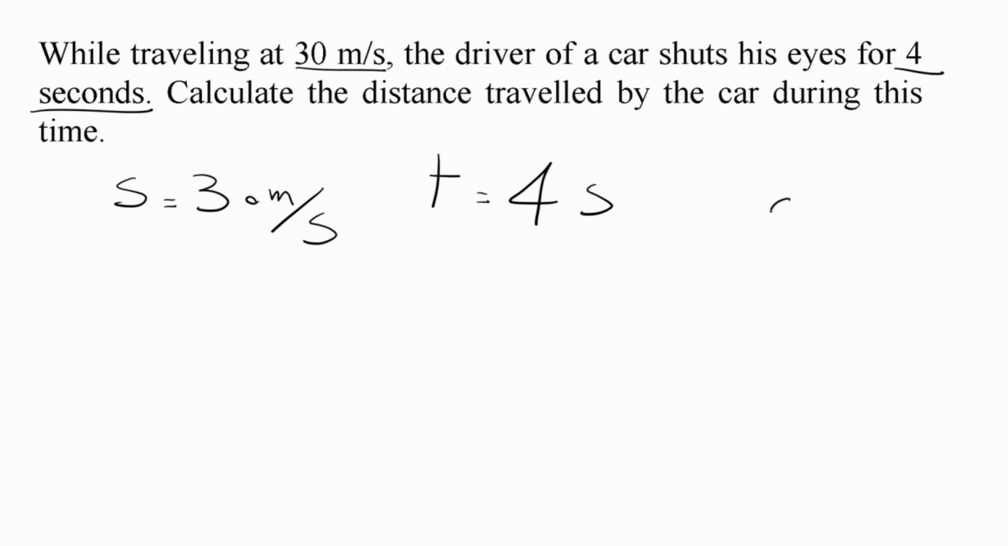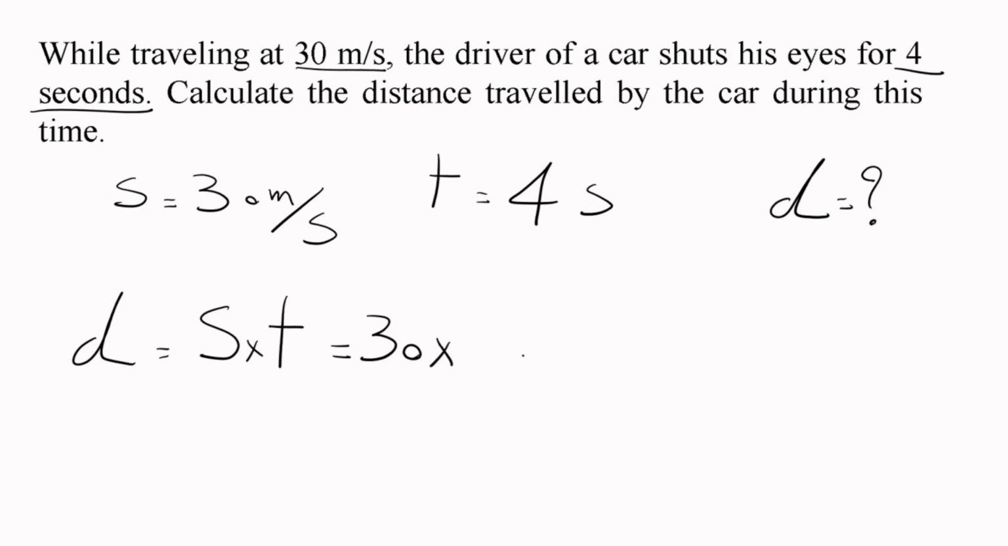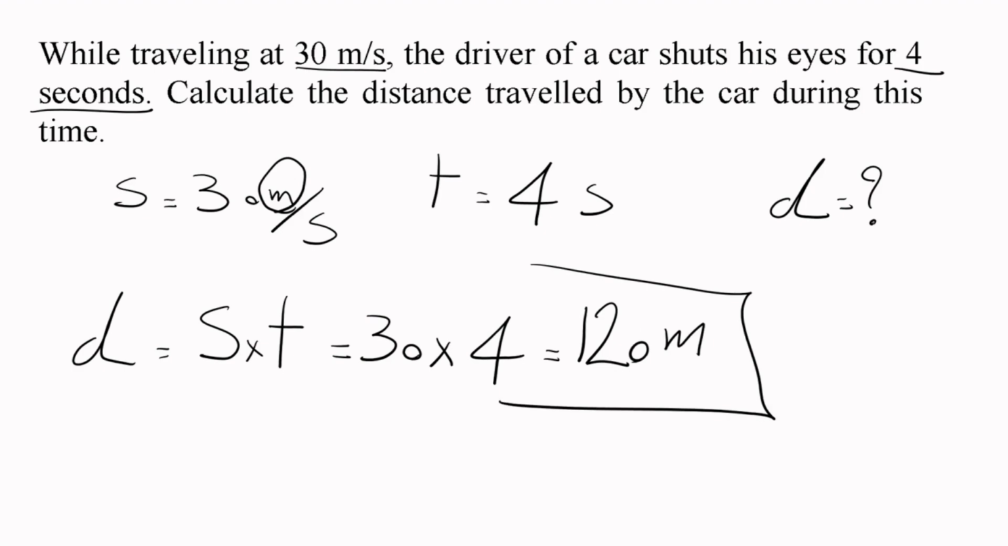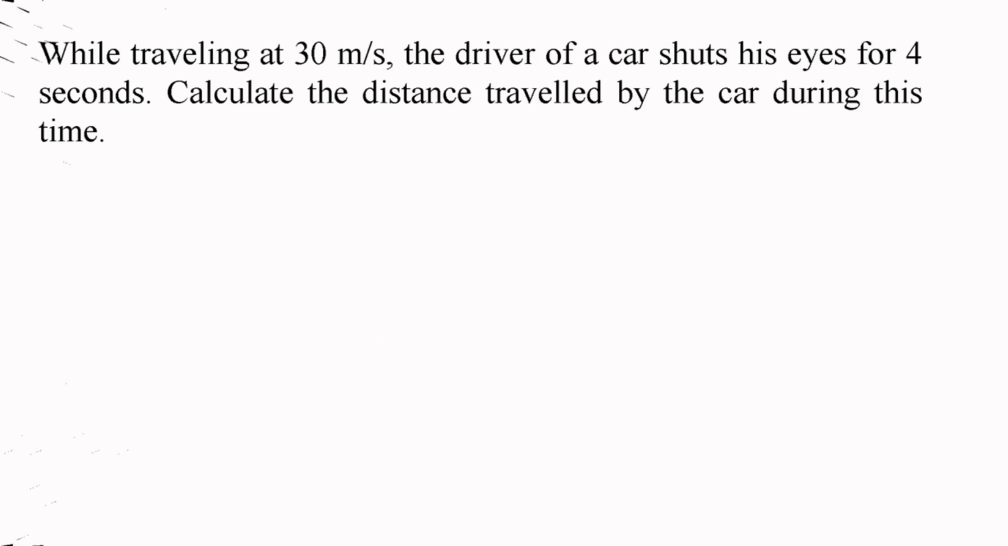So what does it want? It wants distance. What was the formula? Distance is equal to S times T. Here we have meter per second, here we have seconds, so units are corresponding and we do not need any conversion. 30 times 4, which is 120. What is the unit of 120? Here we have meters, so it's going to be meters. 120 meters, and this is the correct answer of this example.